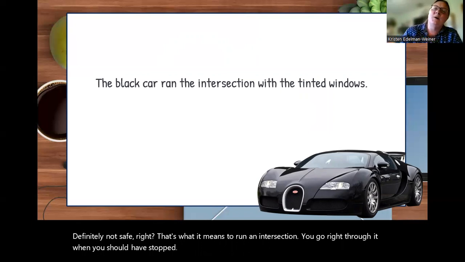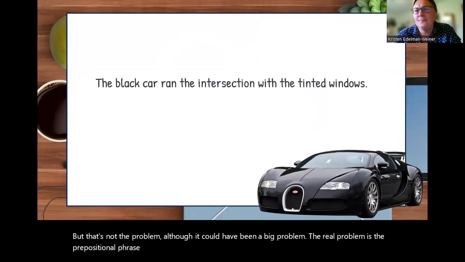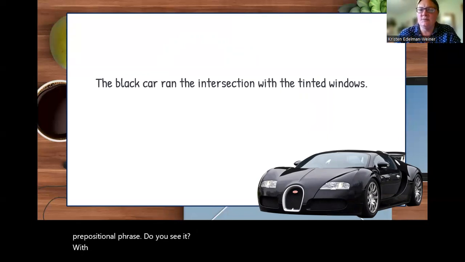But that's not the problem, although it could have been a big problem. The real problem is the prepositional phrase. Do you see it? With the tinted windows. Right now, it is next to the noun intersection. Does the intersection have tinted windows?